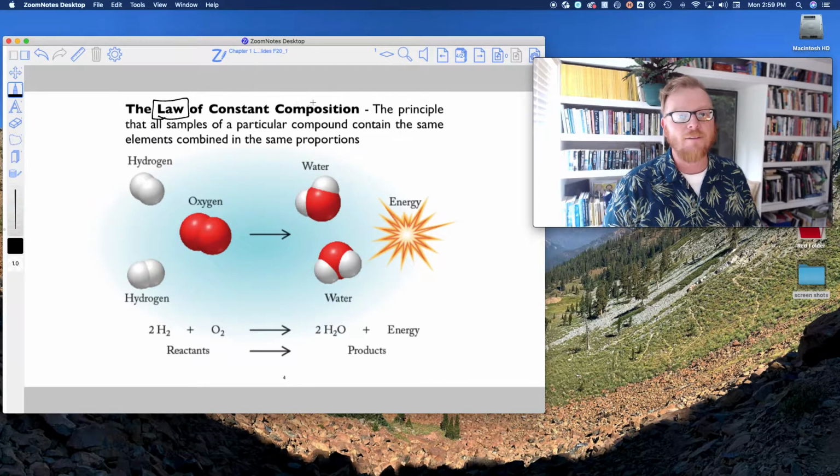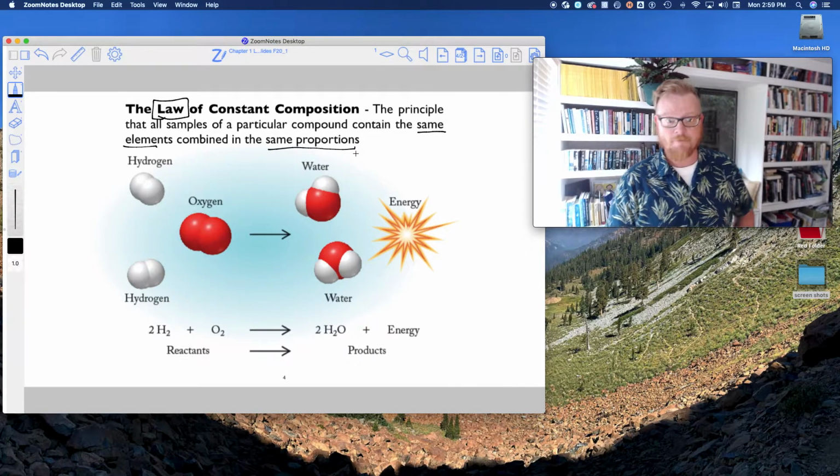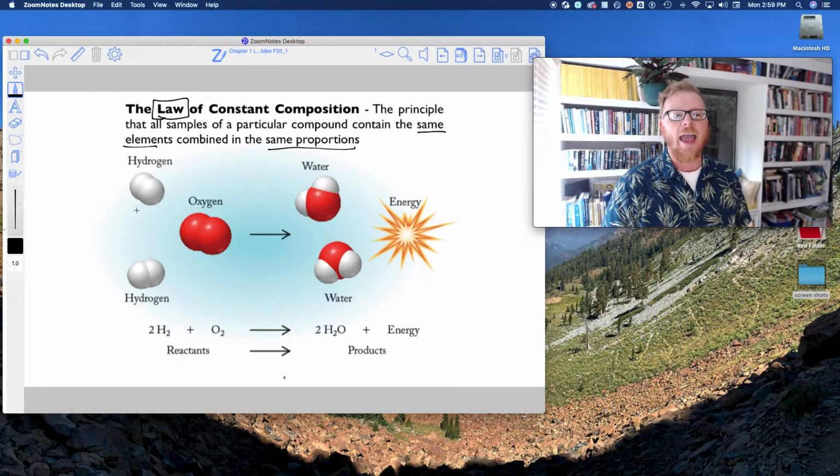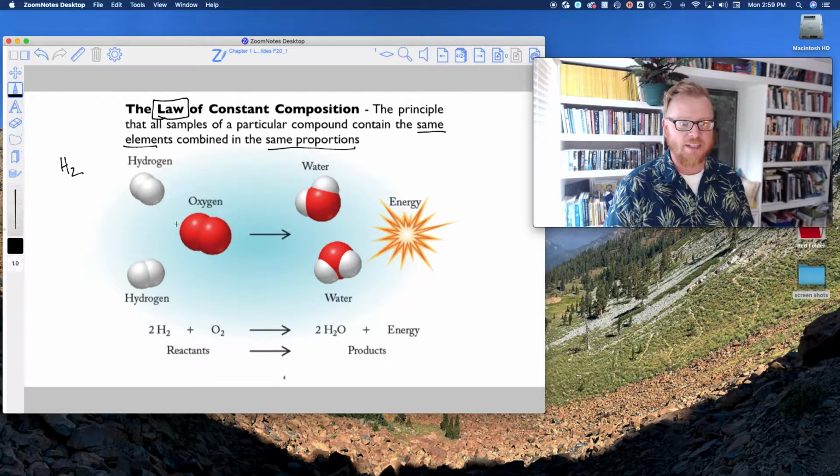Okay? So the law of constant composition states that all samples of a particular compound contain the same elements combined in the same proportions. So key words here are same elements in the same proportions. For example, here's a picture of water. Oxygen is red and hydrogen is almost always white. Hydrogen was one of those things we talked about being H2, one of the diatoms. And we know oxygen is also one of the diatoms. Now here we have water, which is two hydrogens and one oxygen.